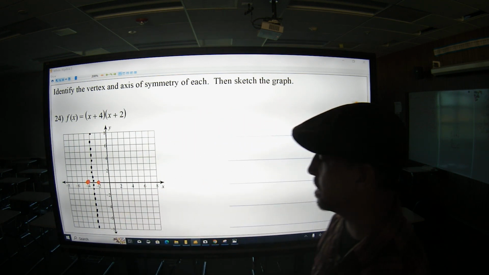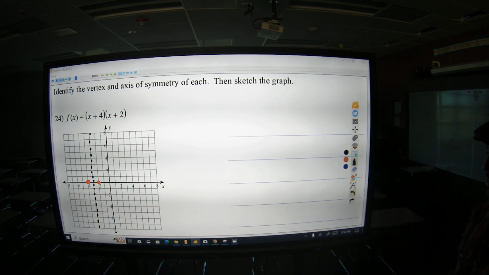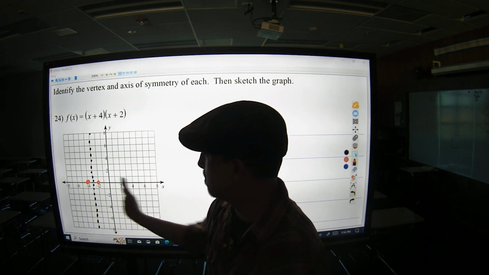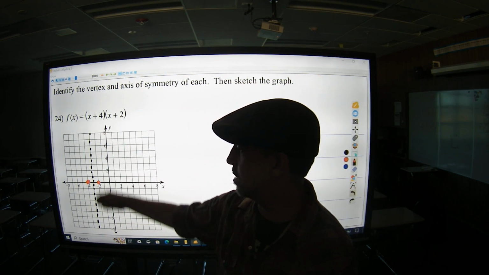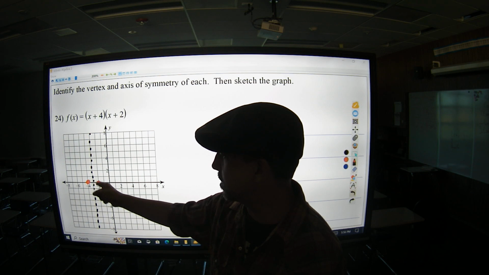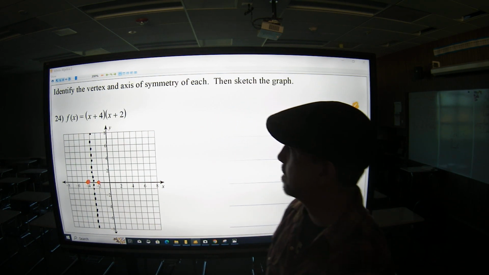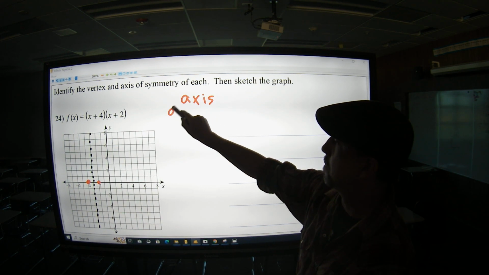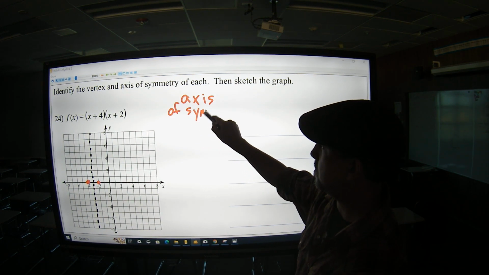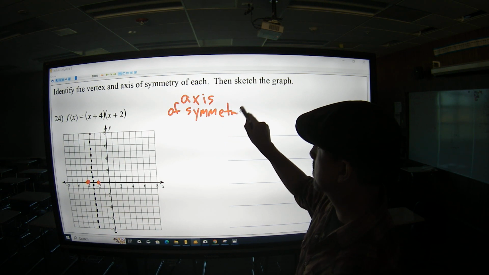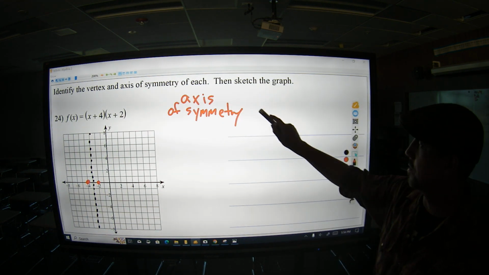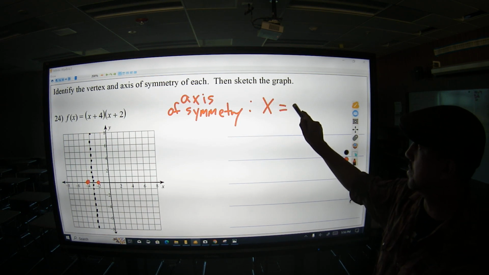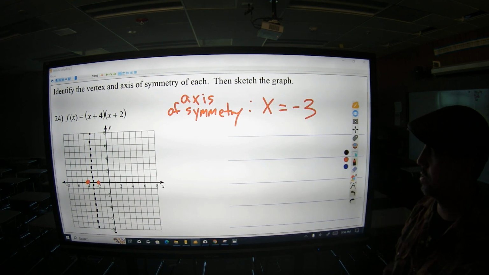Okay, and maybe that's easy to know because we have this graph in front of us, but maybe when I put 1, 0 all the way over here and 1 over there, we might have to count a little harder to see what's directly in the middle. But obviously in between -4 and -2 is -3. So I guess we just found our axis of symmetry. Okay, it was a little bit harder than when we look at vertex form, but we know that this is going to be x equals -3. That's our axis of symmetry.